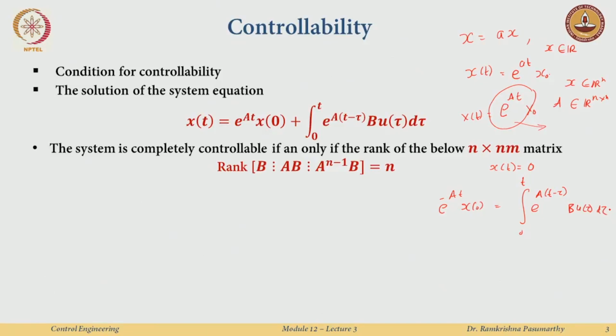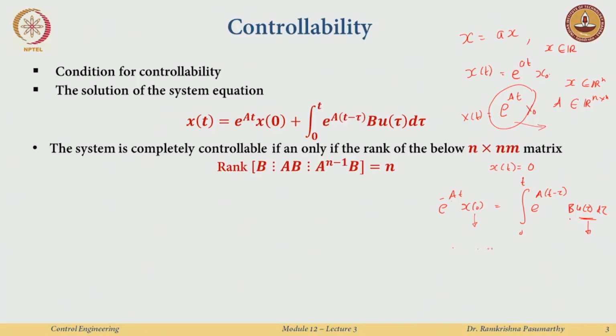So, essentially the problem here is, what is known to me? The initial condition is known to me, the final condition is the origin, A is known to me, B is known to me, and this looks like an equation. So, given A, B, and the initial condition, can I go from any non-zero initial condition to a 0 final condition? The only unknown is u of t. So, does there exist a solution u of t such that this equation is solvable? That is the entire controllability problem.